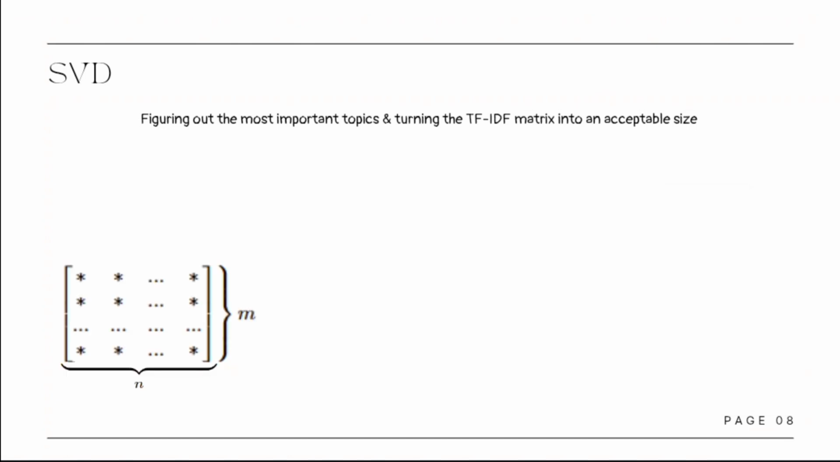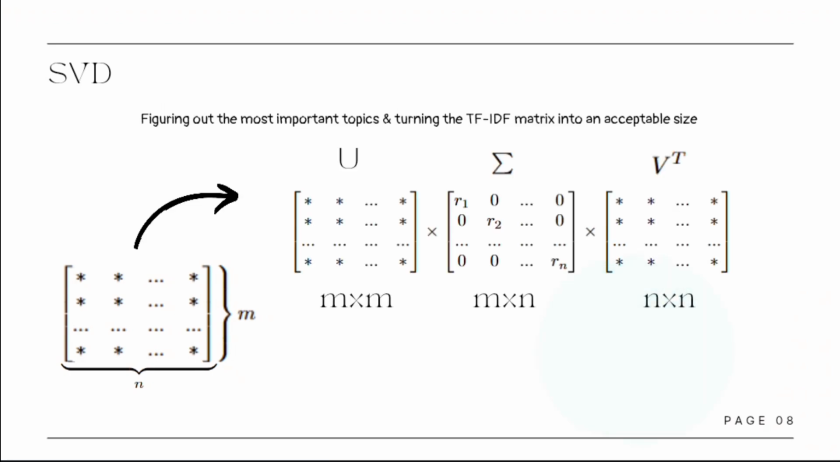So after TF-IDF, we have this big matrix containing the information about every word-document pair there is, and we want to make it smaller, for which we use the singular value decomposition algorithm. We can change this original matrix into 3 matrices U, sigma, and V transposed, whose sizes you can see on the screen. Matrices U and V transposed are orthogonal and contain left and right singular vectors of our original matrix respectively. And the main diagonal of the matrix sigma contains the singular values of the said original matrix.